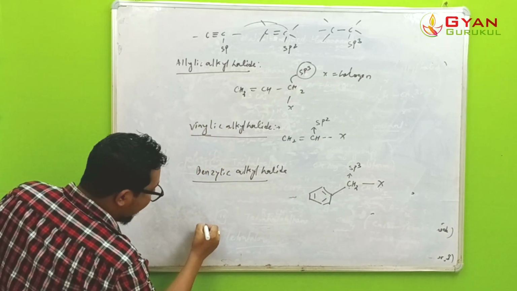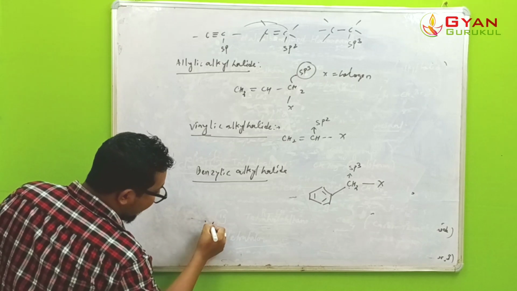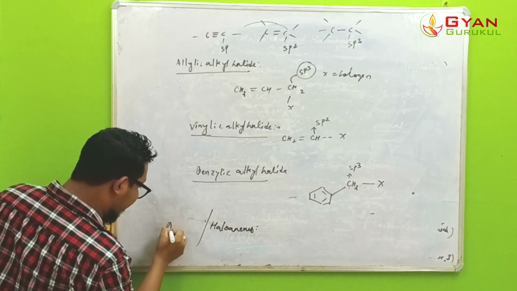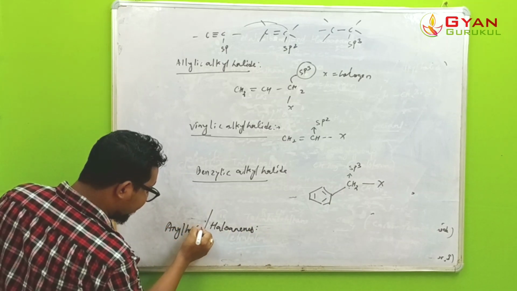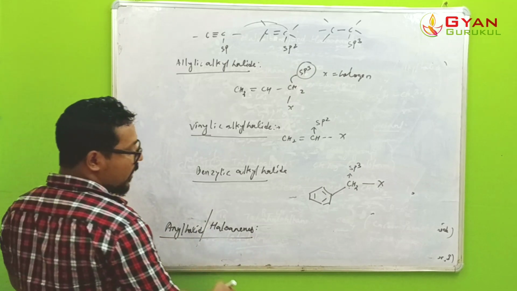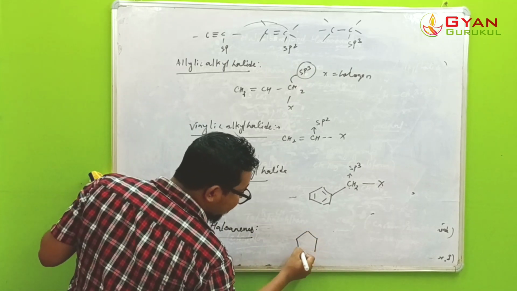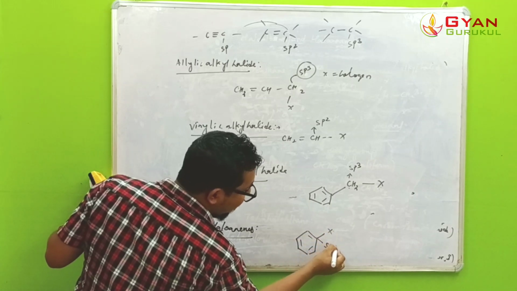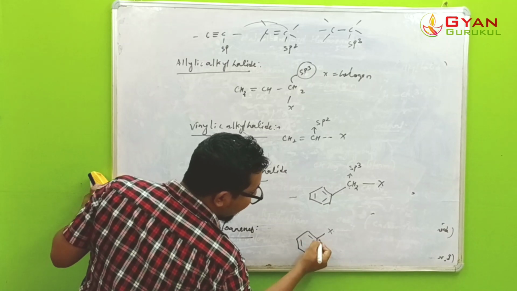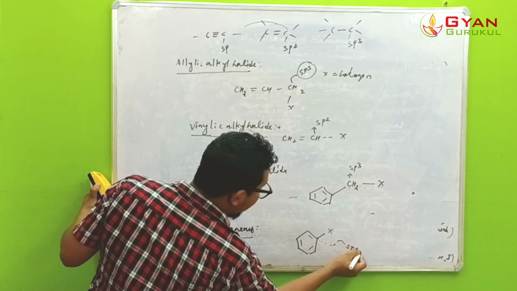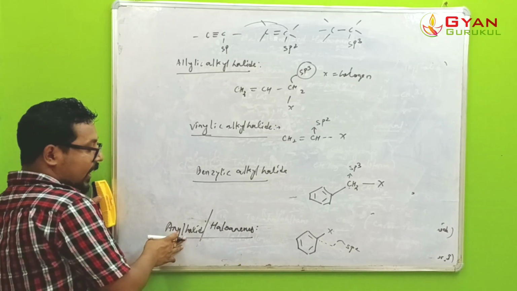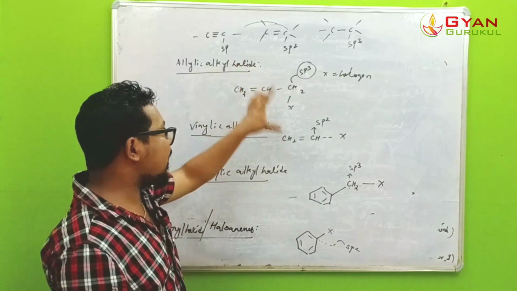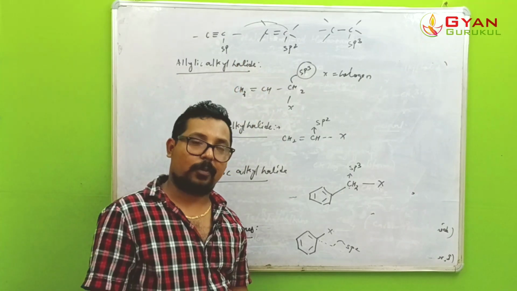Next, haloarenes. Haloarenes, which are also known as aryl halides. Aryl group, benzene group, haloarenes. You see here the halogen is bonded with a carbon atom which is sp2 hybridized of a benzene ring. Sp2 hybridized carbon of a benzene ring is called aryl halide or haloarenes. So these are all the complete classifications of haloalkanes and haloarenes.